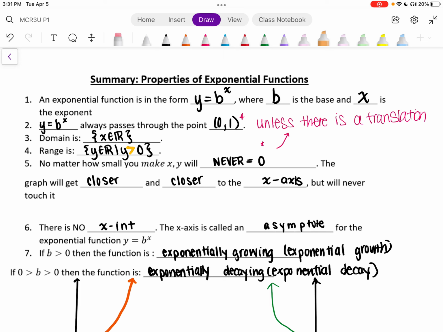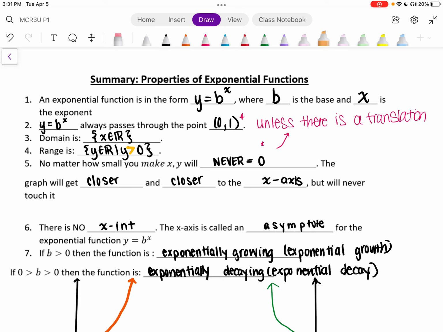An exponential function is in the form y equals b to the power of x, where b is the base. Sometimes you have 2 to the power of x, sometimes you have 7 to the power of x. b is just the base, and x is the exponent. Y equals b to the x always passes through the point (0, 1) unless there's a translation, right? The domain is always x is an element of all real numbers, unless there's a real life problem that restricts it, right? And the range is always y is an element of all real numbers such that y is greater than 0, not greater than or equal to, just greater than 0.